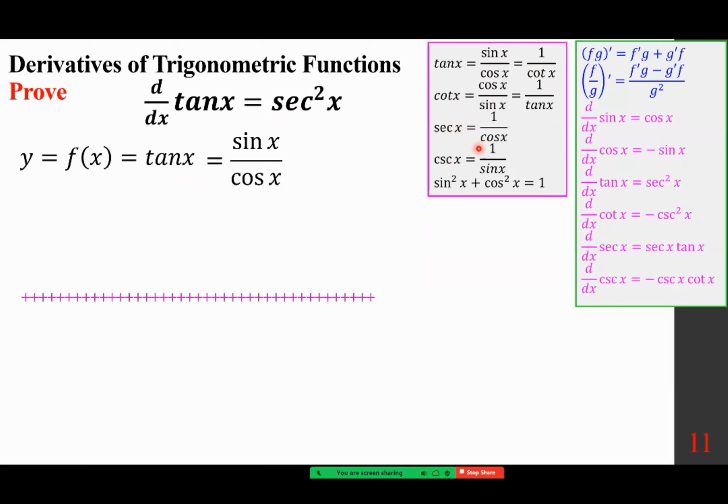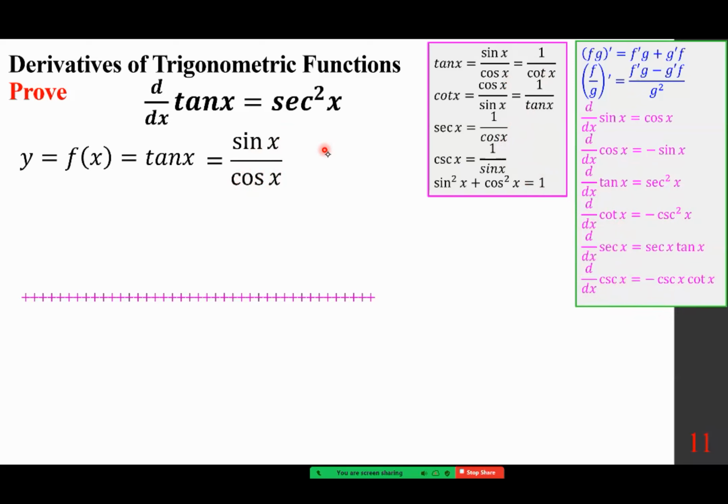Secant is 1 over cosine. Cosecant is 1 over sine. Sine squared plus cosine squared equals 1. So any of them you want to prove, you just use the quotient rule. For tangent, you put sine over cosine, do the math. For cotangent, after you prove that, you can go with either 1 over tangent or cosine over sine. For secant, change it to 1 over cosine and prove it. For cosecant, 1 over sine and prove it. So you use the quotient rule.